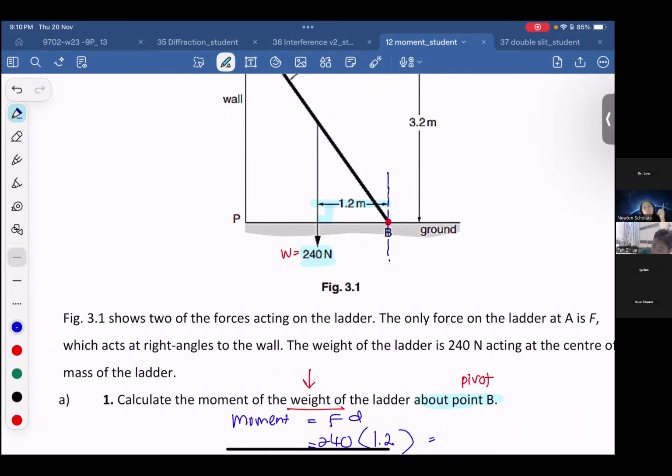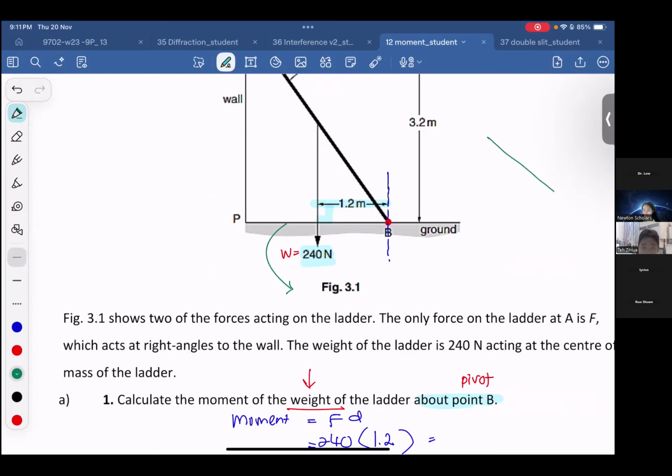Okay, I want to ask one question. Can you tell me whether this 240 Newton is clockwise or anti-clockwise? Any of you can tell me? You have to determine, if not, later on another question you can't answer. Clockwise? No, dear, it should be anti-clockwise.